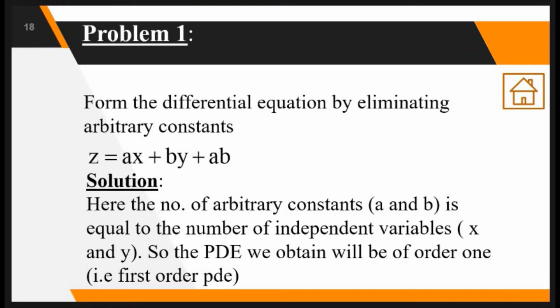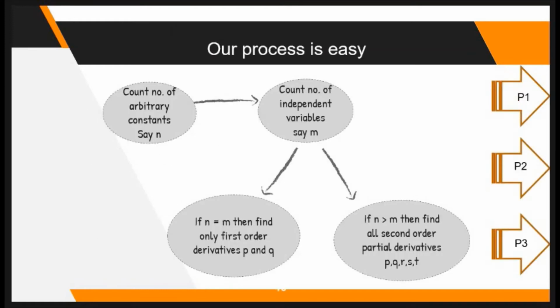I hope you remember this. I will take you back to that slide. See, after counting the number of arbitrary constants and the number of independent variables, now check the relation between them. If they are both equal, find p and q. If n is greater than m, then find all the partial derivatives p, q, r, s, t. Now let us go back to our problem.